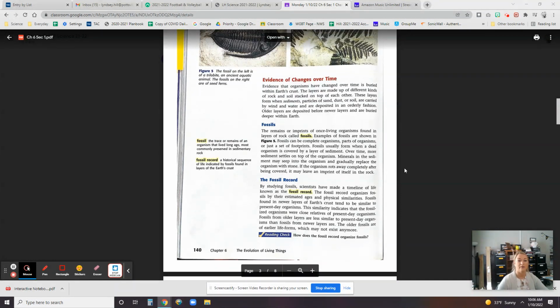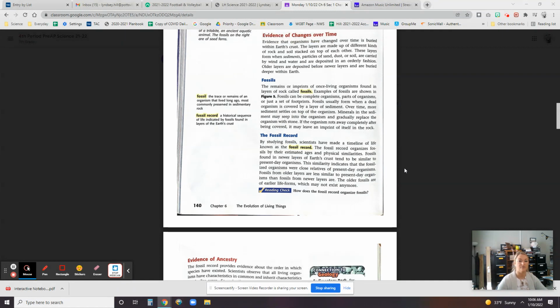Fossils. The remains or imprints of once living organisms found in layers of rock are called fossils. Examples of fossils are shown in Figure 5. Fossils can be complete organisms, parts of organisms, or just a set of footprints. Fossils usually form when a dead organism is covered by a layer of sediment. Over time, more and more sediment settles on top of the organism. Minerals in the sediment may seep into the organism and gradually replace the organism with stone. If the organism rots away completely after being covered, it may leave an imprint of itself in the rock.